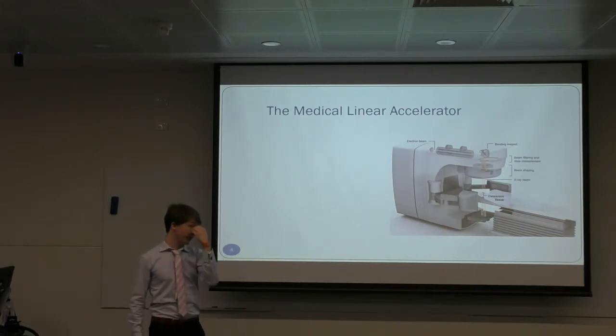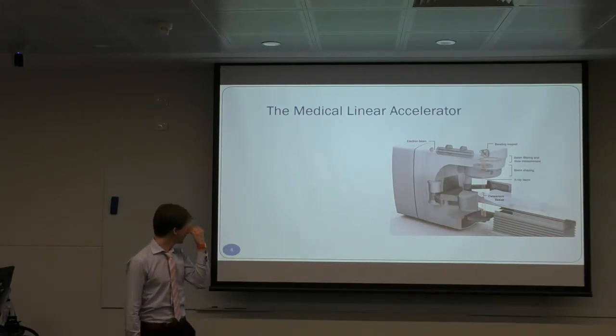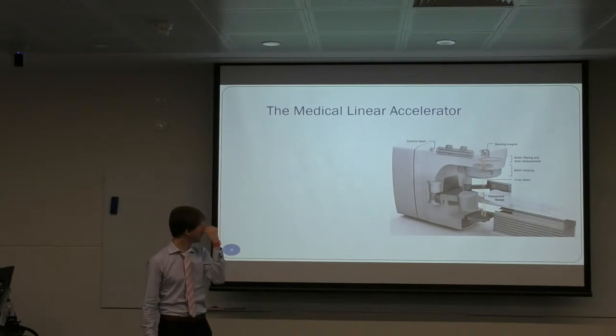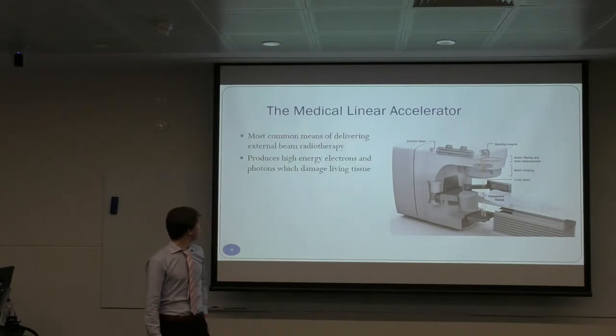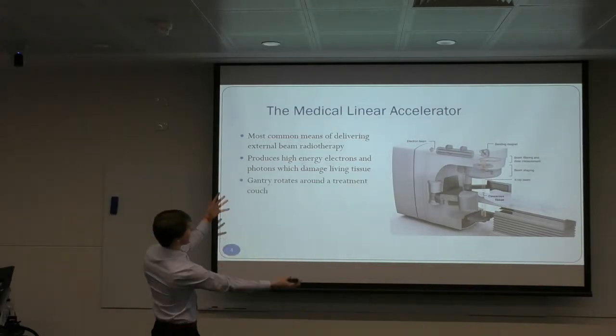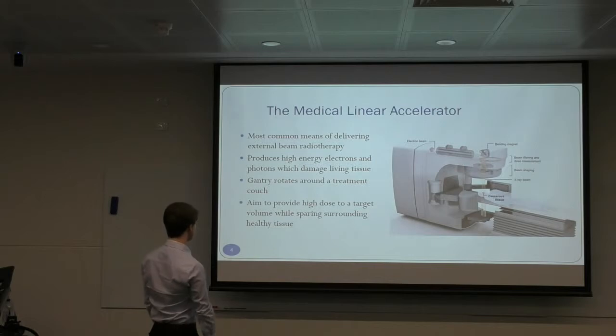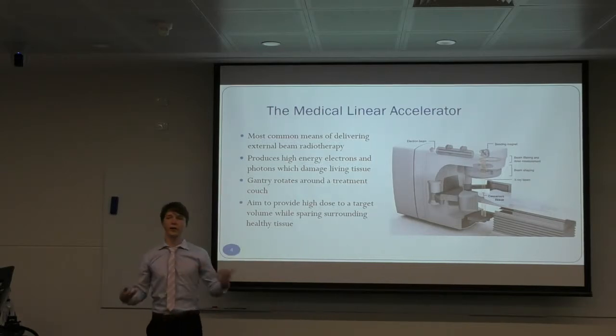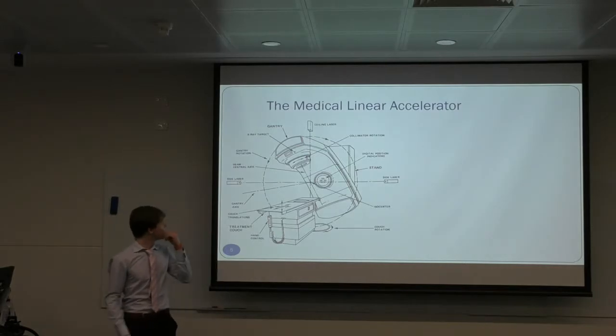The medical linear accelerator is the most common machine used to deliver radiation to the tumour. It produces high energy electrons and photons, and you've got this large gantry which rotates around the patient. And the aim is to provide high dose to the target while sparing your healthy tissue. And here's just another view of it.